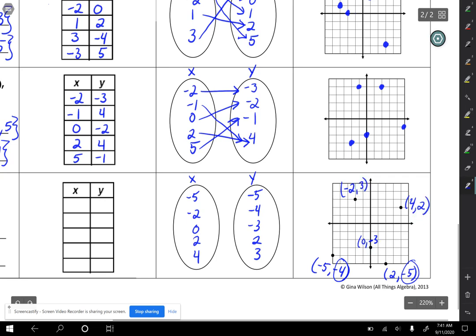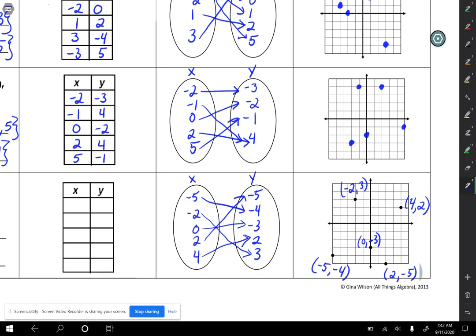And then my arrows. -5 goes to -4. -2 goes to 3. 0 goes to -3. 2 goes to -5. And 4 goes to 2. Okay, so when I write those in the table, I have -5, -4; -2, 3; 0, -3; 2, -5; and 4, 2. I'm basically just copying it from that graph.